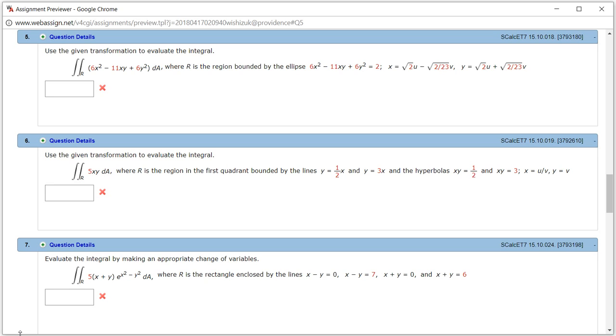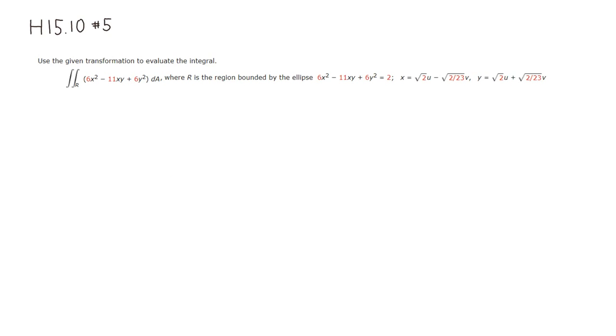Alright, let's look at homework 15.10, problem number 5. Let's evaluate this double integral. We have an integral here, and R is bounded by the ellipse here, and we have this change of variable here. So why don't we find the Jacobian first.